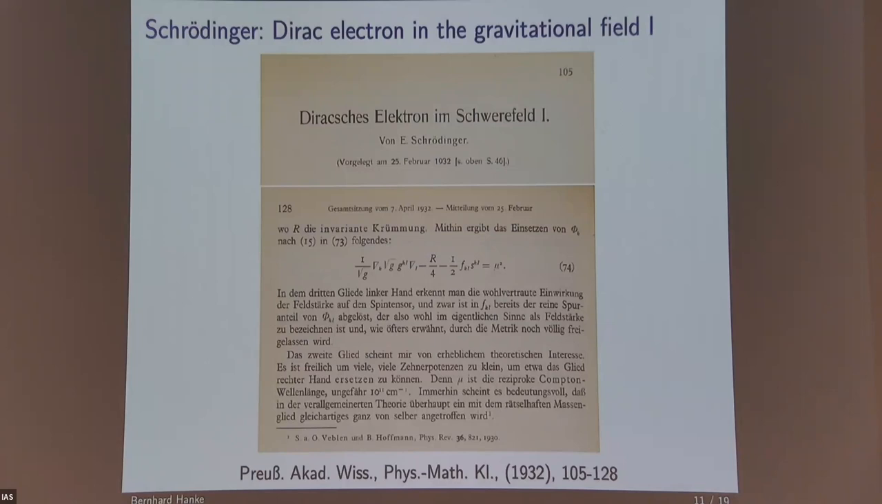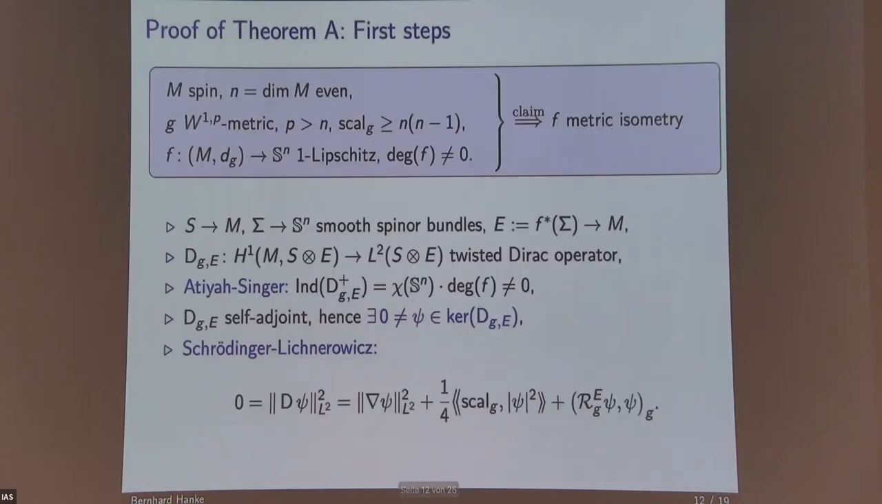So it's really remarkable that he found and wrote this formula. And actually, he writes that the second summand seems to be of particular theoretical interest. Yeah, so this is the scalar curvature term that we like. Okay, so this is the first instance where the Schrödinger-Lichnerowicz formula was written down.